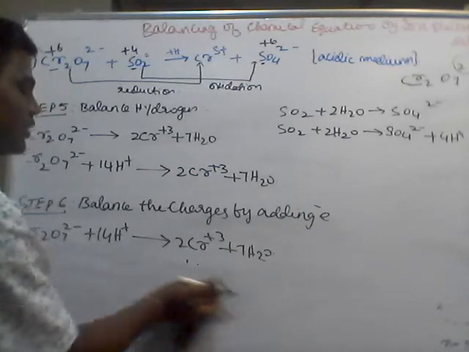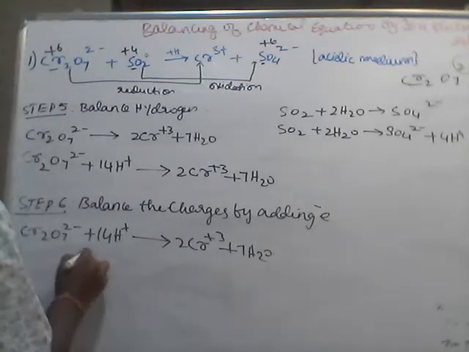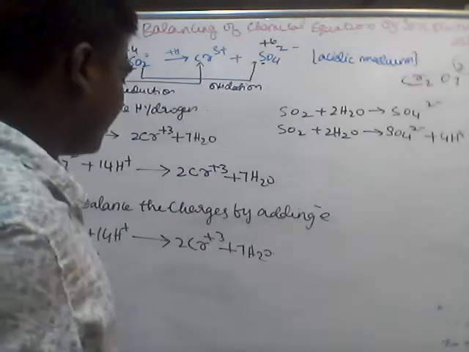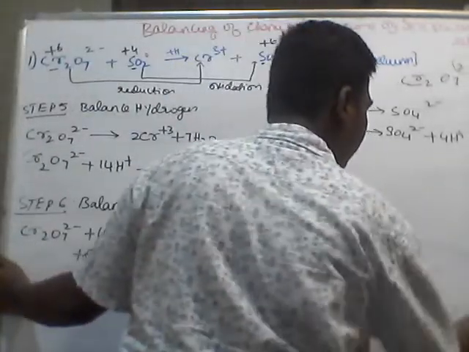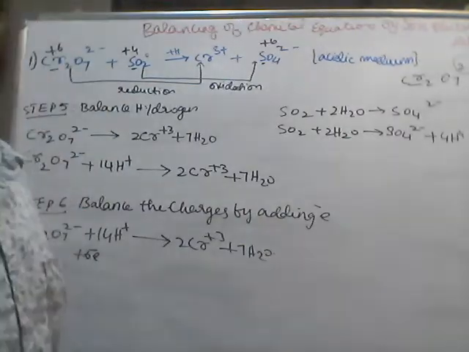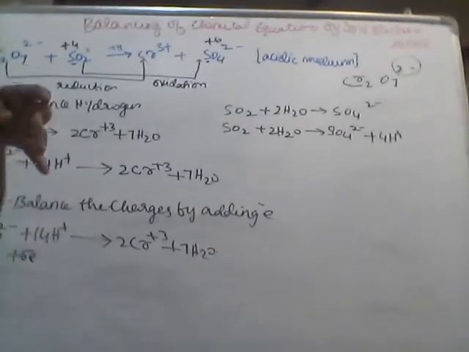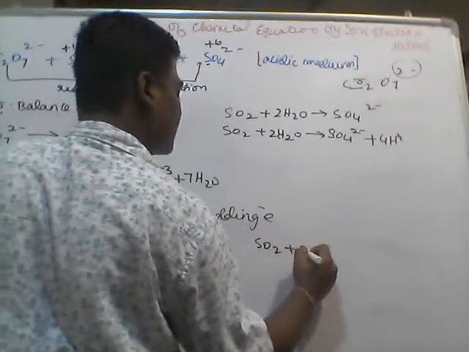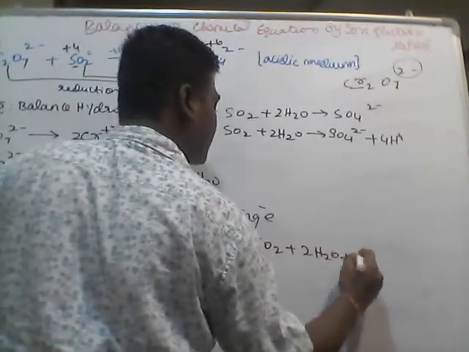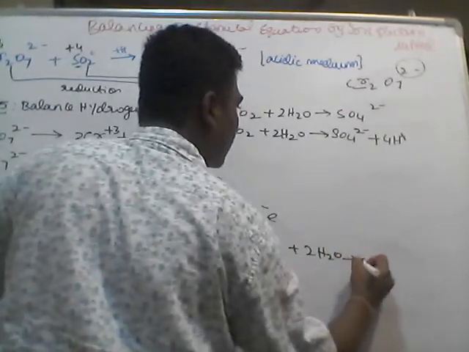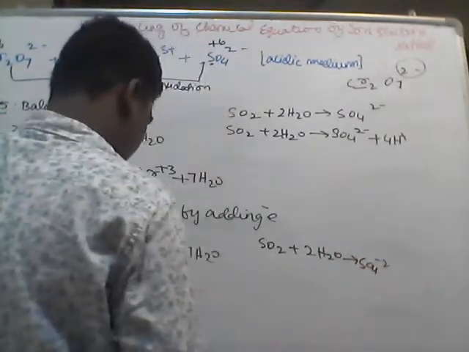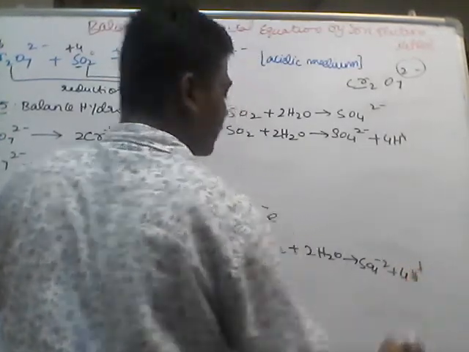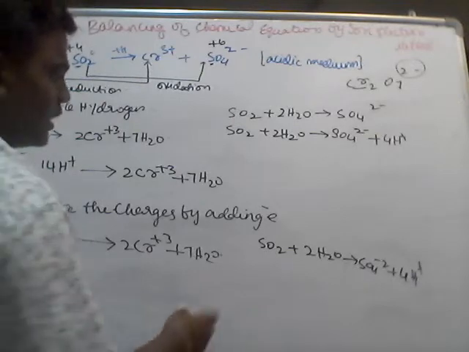So this is done by plus 6 electrons on the reduction side. Coming to the oxidation half. Now when we talk about the oxidation half, the same thing again. Here SO2 plus 2H2O gives rise to SO4 minus 2 plus 4H plus. Now balance the charges.